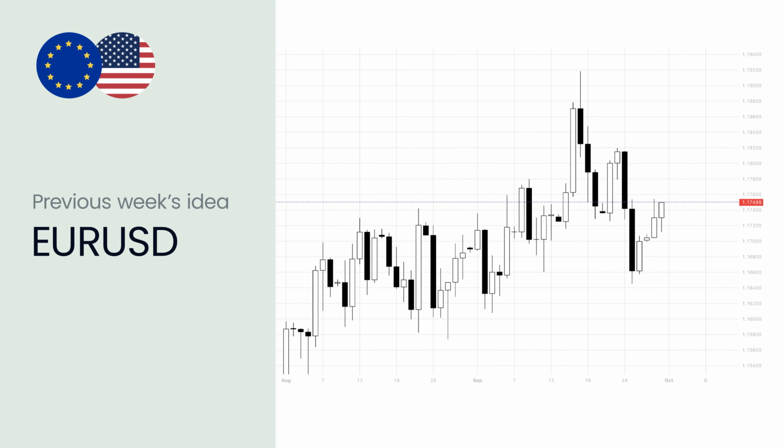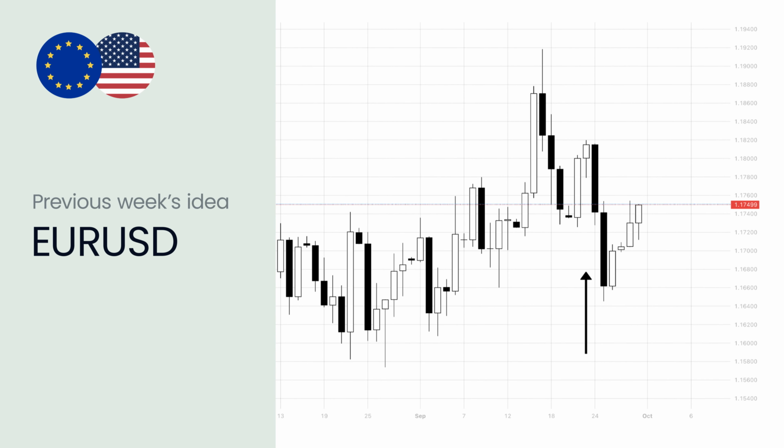So the idea was a sell for EURUSD with a target area around 1.16. The idea was partially correct, the trade was triggered and moved in the expected direction, but the target has not yet been reached, so the trade is still working.